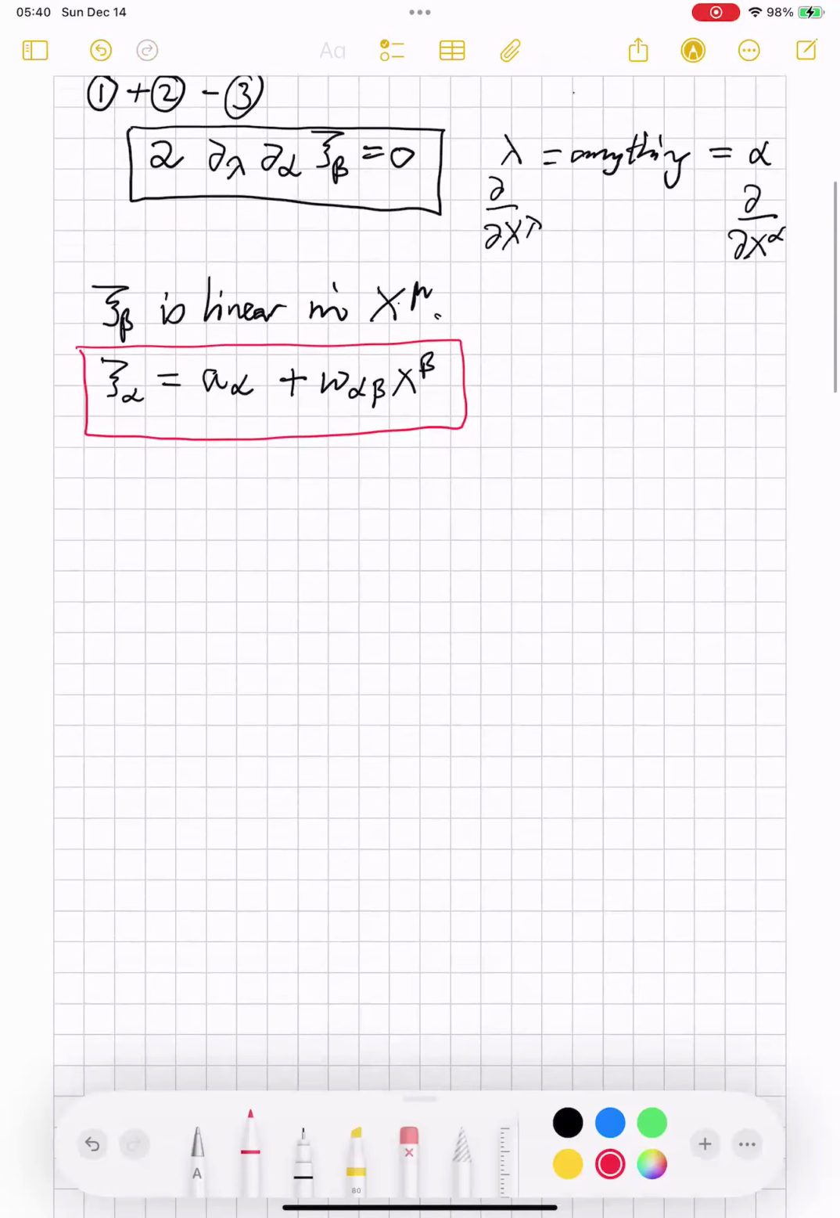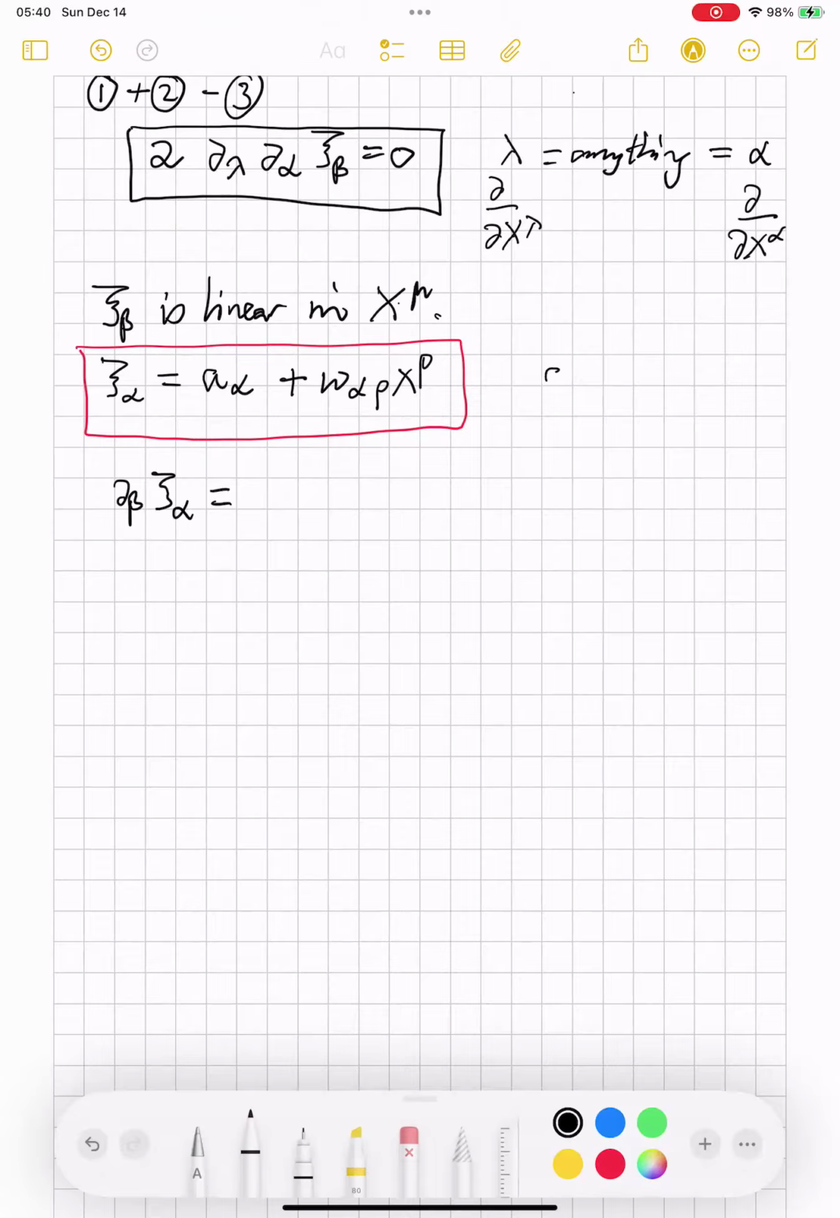So let's see what I would get. In fact, I'm going to change the name of this coefficient, this beta. I'm going to change it to a rho. Okay. So if I calculate d beta zeta alpha, what will I get?